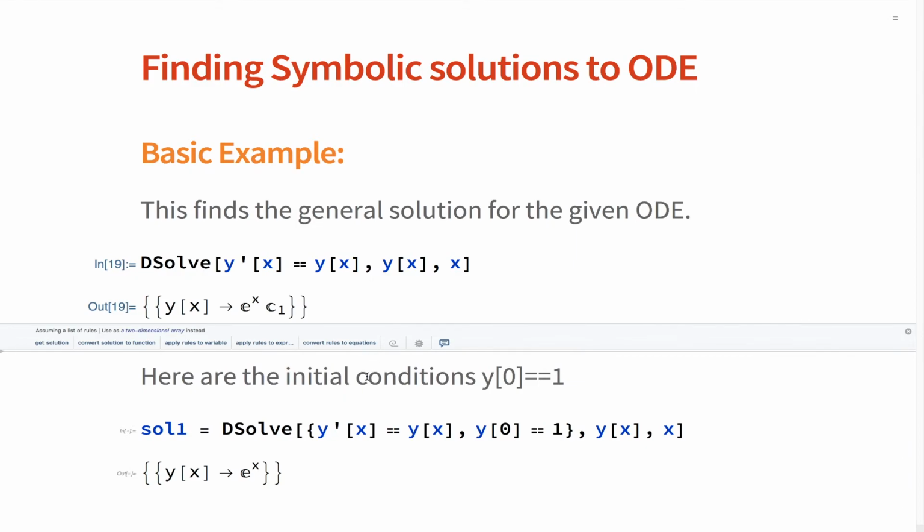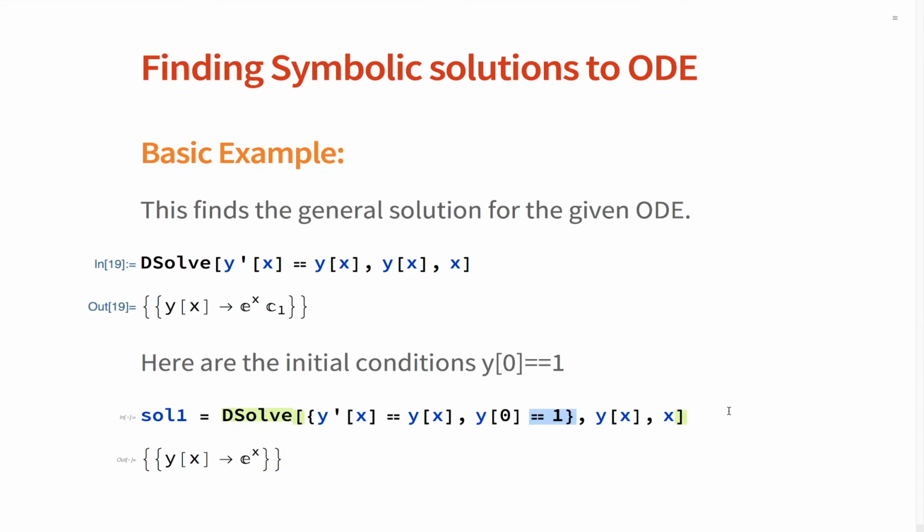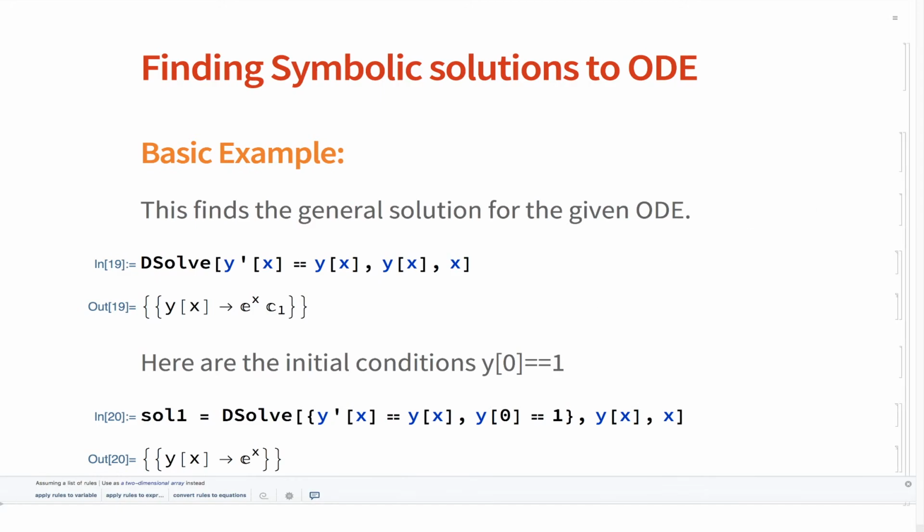So when an adequate number of initial conditions is specified, DSolve will return a particular solution. So here, if I give the initial condition of y(0) is equal to 1, and then I enter it into the same function by giving the curly braces, you can see it returns a particular solution for this problem at this initial condition.